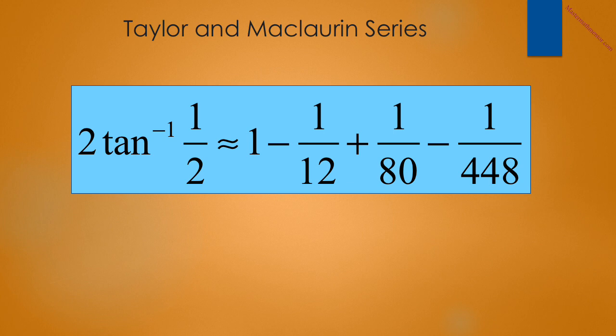Suppose we had nothing but a 4-function calculator: addition, subtraction, multiplication, division. No trig, no square roots. And we wanted to calculate 2 inverse tangent of 1/2. Could we do it? It might surprise you to know that we can, and we can get extreme accuracy, and the answer will be approximately 1 minus 1/12 plus 1/80 minus 1 over 448, and that will give accuracy to 3 decimal places.